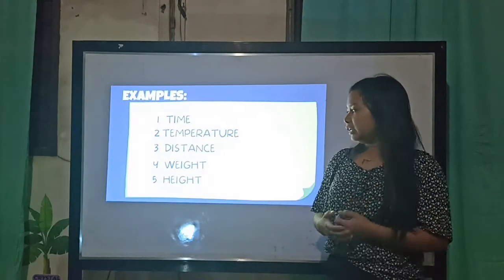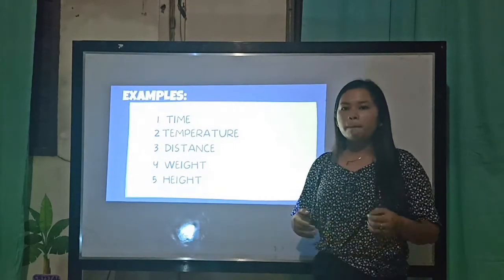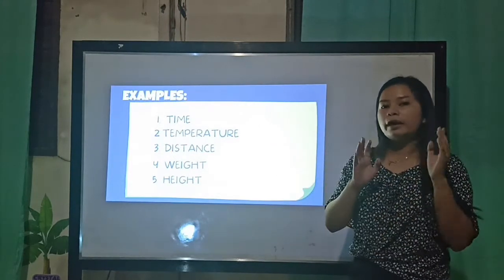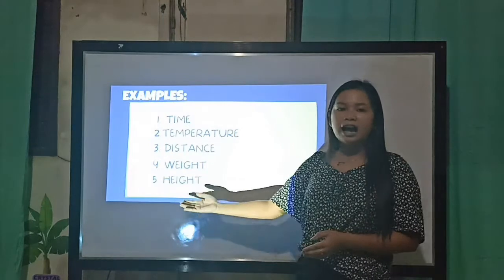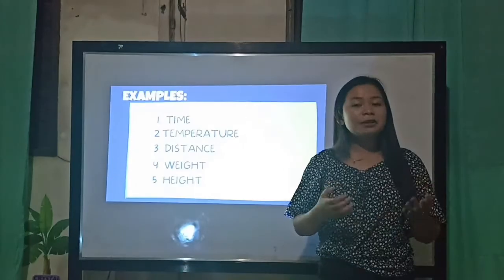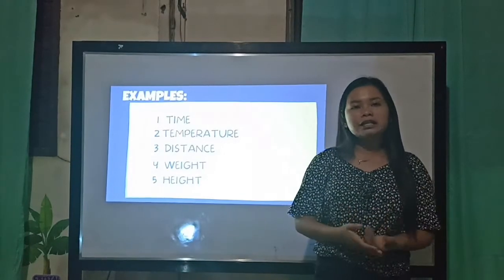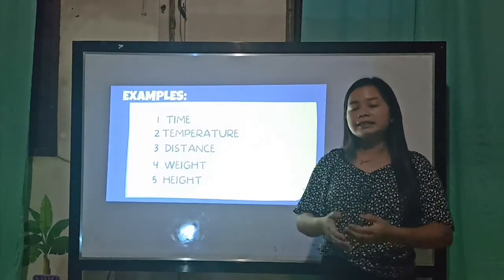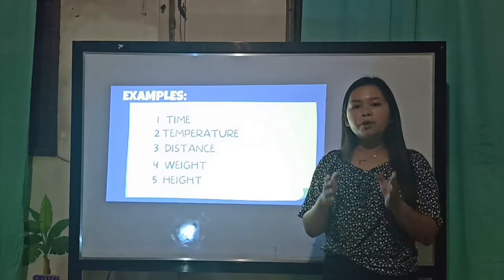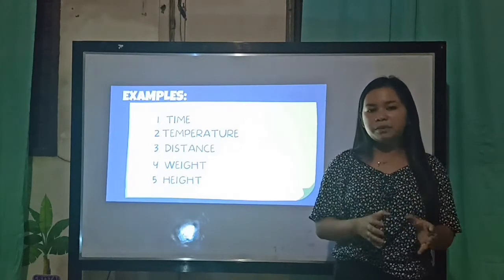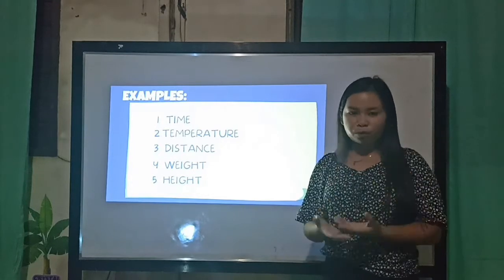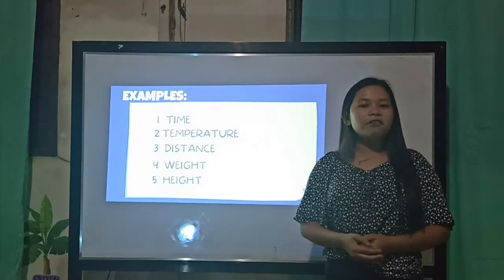Something else would be distance. All these things are measured, and it could also be weight and height. So it is important to remember that the difference between discrete data and continuous data is that discrete data cannot be broken down into fractions and decimals, while continuous data can be broken down into decimals and fractions.